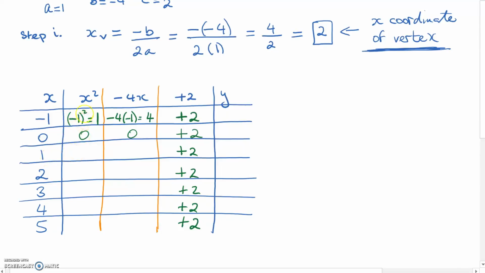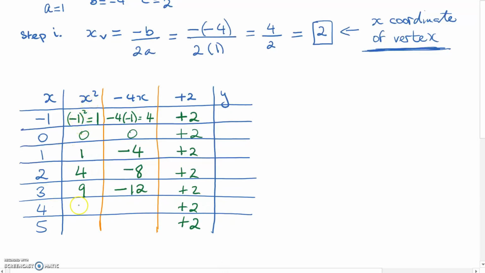So here we're going to have x squared. x is 1, so 1 squared is 1. And negative 4 times x: negative 4 times 1 is negative 4. Let's repeat that for the next couple of rows. So x is 2: 2 squared is 4. Negative 4 by 2 is negative 8. And 3: x is 3, so 3 squared is 9. Negative 4 by 3 is negative 12.